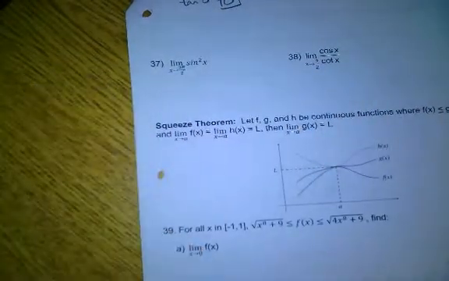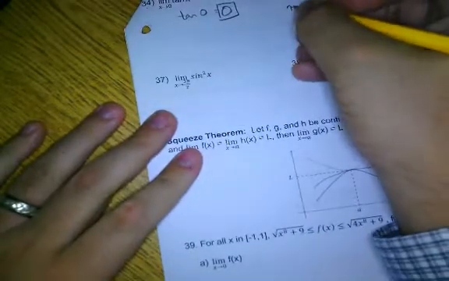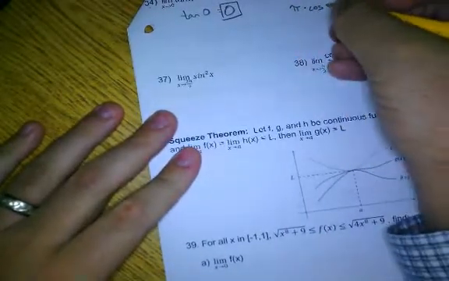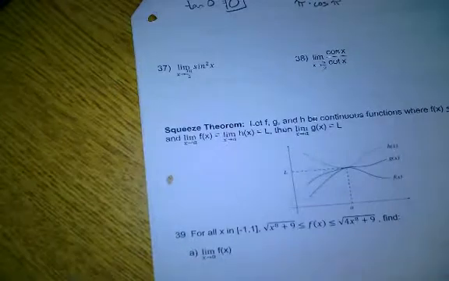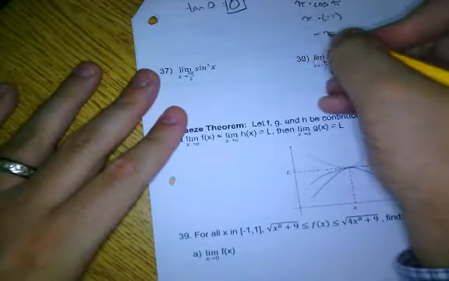What about the limit as x approaches pi of x times cosine of x? Can I just plug in directly? Yes, I'm going to get pi times cosine of pi. What is cosine of pi? It's -1. So it's pi times -1, which is negative pi.